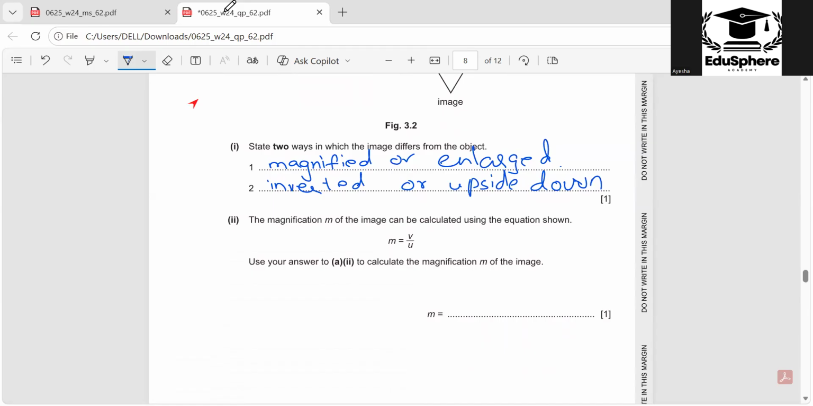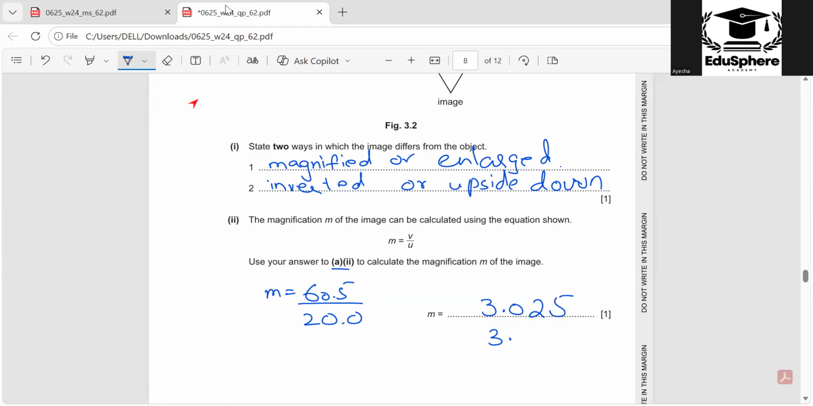Now they say the magnification of the image can be calculated using the equation m equals v by u. So we have to use our answer in A part 2. We got the value of v as 60.5. So m is equal to 60.5 divided by 20.0. Let me divide it and get the value. 60.5 divided by 20.0. So I get 3.025.